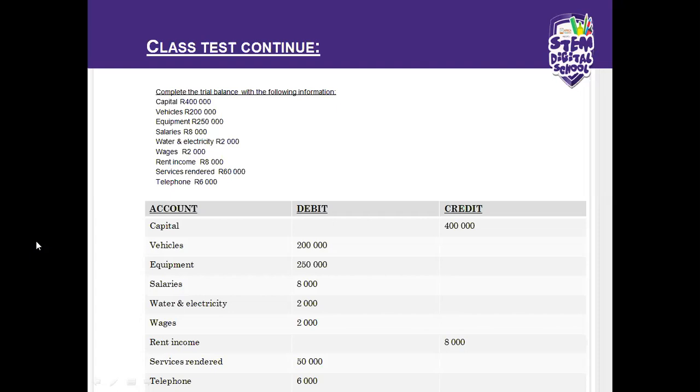Next one, a rent income of 8,000 Rand. Okay, in the credit column. Why? Because rent income is an income, and income are always on the credit side. Think again of Lady A, the lick, the I for income, credit side.